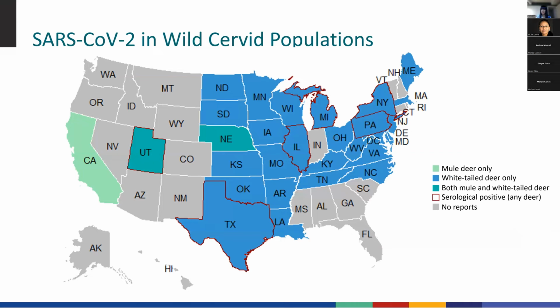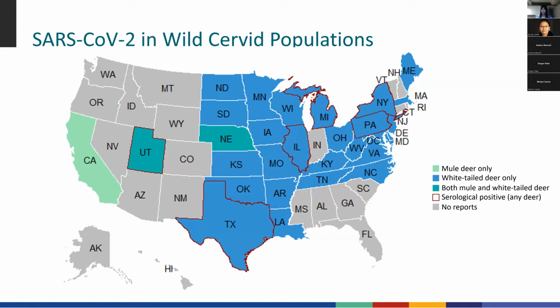So this is what we know to date in terms of where we've detected white-tailed deer or mule deer that are positive. The states in blue are white-tailed deer detections. The states in teal are both mule deer and white-tailed deer, and green are just mule deer. And the interesting thing is this is almost the entire range for white-tailed deer shown in blue. So it seems like they've probably been infected at multiple different times throughout their range.